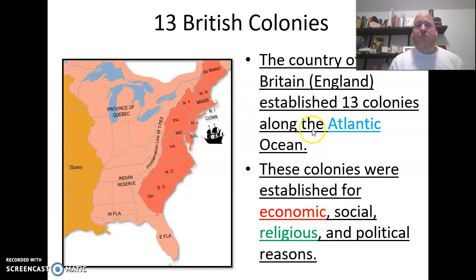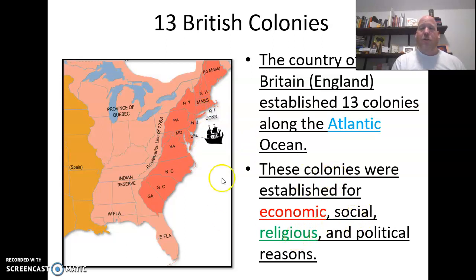Now, the 13 British colonies, this is pretty much the last thing on your notes until we get to the summary. The country of Great Britain, also known as England, established 13 colonies along the Atlantic Ocean. That's right over here, the east coast. And these colonies were established for certain reasons. Either economic, meaning there was something over here that the English thought that they could make money off of, so they set up colonies to make money.